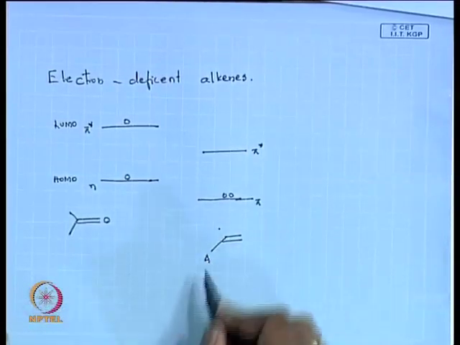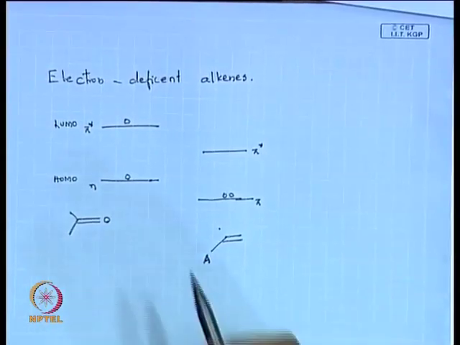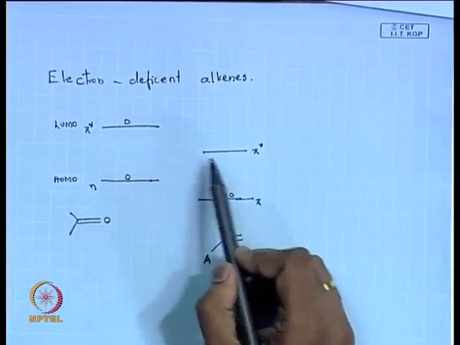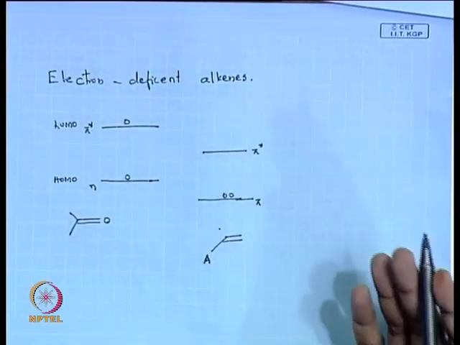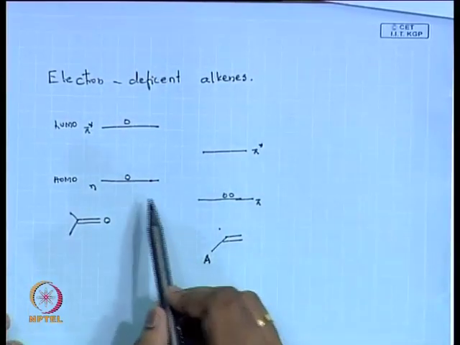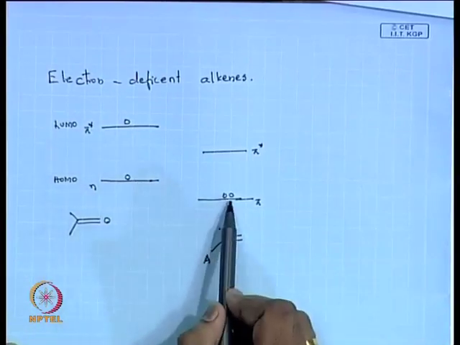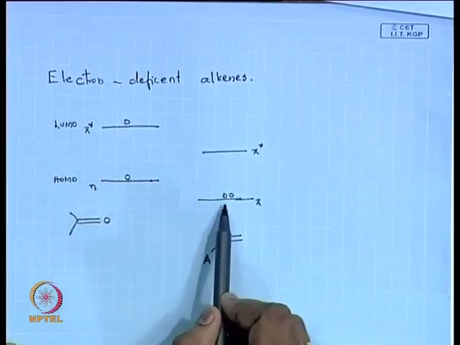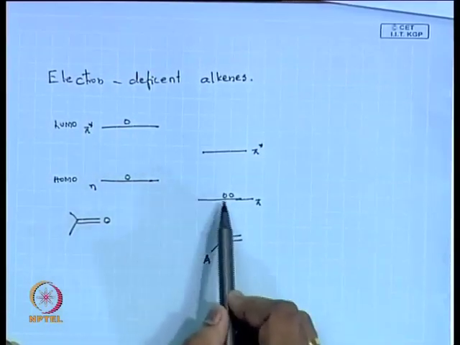An alkene which has an electron withdrawing acceptor type of molecule. See, in the previous case what happened? Your non-bonded electron abstracted an electron from my pi system, and that was thermodynamically favored. In this case, do you think it can happen? This non-bonded electron cannot take an electron from my pi system. Energetically, it is not possible, right.